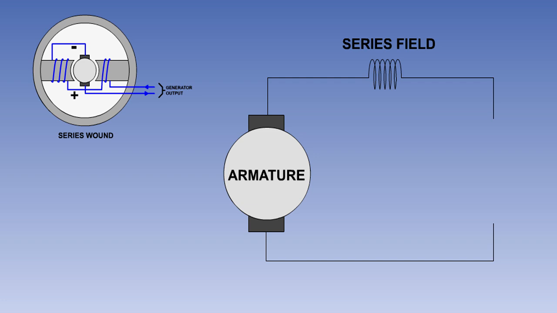With this configuration, the output or terminal voltage of the generator is very low if there is no connection to the external circuit, as there will be no current flowing in the field coil, and only a weak magnetic field will be produced by the residual magnetism in the pole pieces.